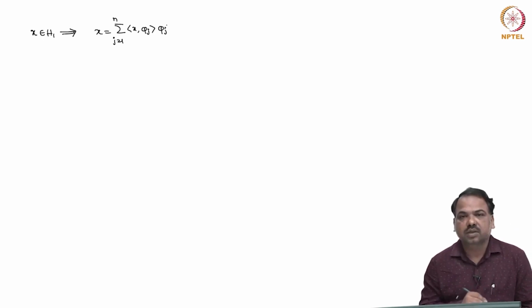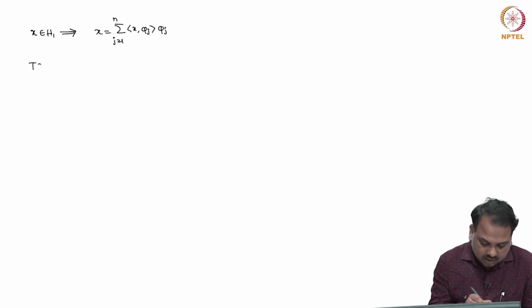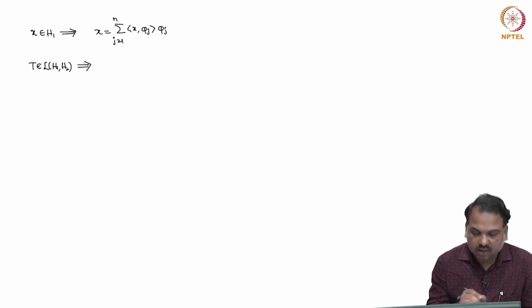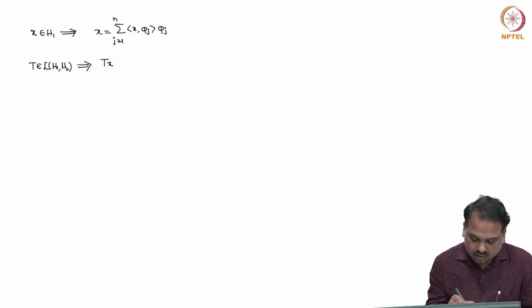Since if you take x in H1, we can conclude that x can be expressed using this orthonormal basis of H1. So x is the summation of inner product x with phi j multiplied by phi j. Since T is linear, we can say that Tx is summation j equal to 1 to n inner product x with phi j multiplied by T phi j.